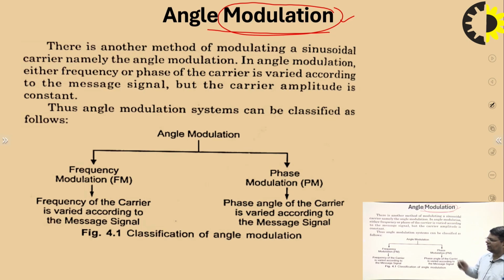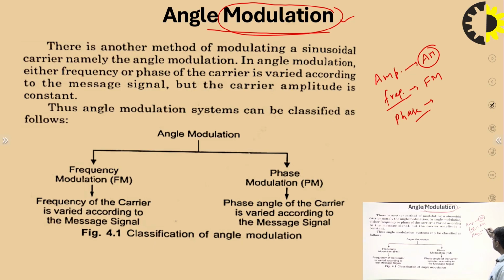So, in modulation, the characteristics of the carrier signal are varied. The characteristics that can be varied according to the message signal are amplitude, frequency and phase. In the previous lecture we studied that when the amplitude of the carrier is varied according to the message signal, this is known as amplitude modulation. When the frequency of the carrier signal is varied according to the message signal, this modulation scheme is known as frequency modulation. And when the phase of the carrier is changed according to the message signal, this is called phase modulation or PM. These two types of modulation are combinedly covered under the term angle modulation.